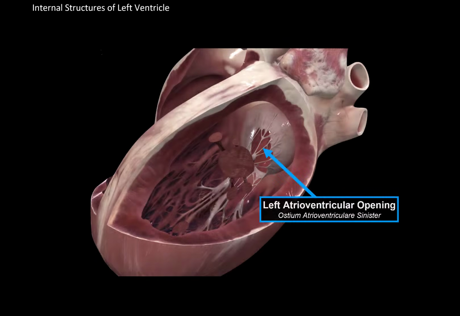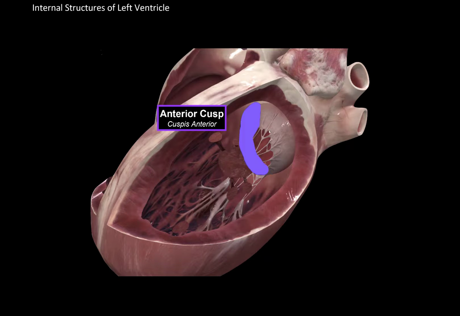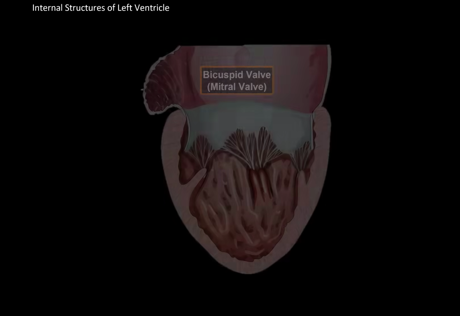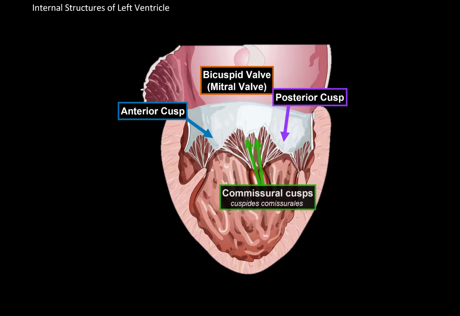So here we see the left atrioventricular opening again, and it's guarded by the bicuspid valve, or the mitral valve. And just like the other valves, it has a fibrous ring around that the cusps are attached to. Now, since it's called the bicuspid valve, it means that this valve consists of 2 leaflets. One is called the anterior cusp, and the other one is called the posterior cusp. But regardless of the names, there are actually several small cusps located between them. So here we have the bicuspid valve, and here's the anterior cusp, and here's the posterior cusp. And these small cusps right here, these are called the commissural cusps, which are very small cusps that support the valve.